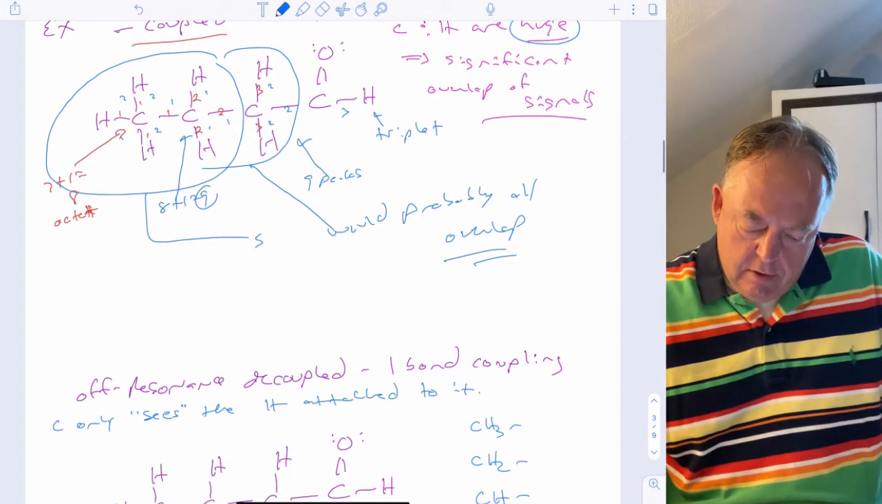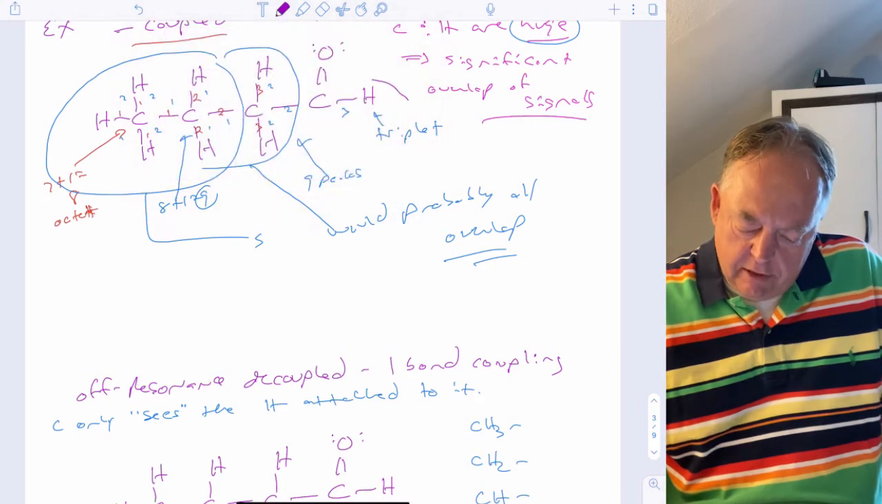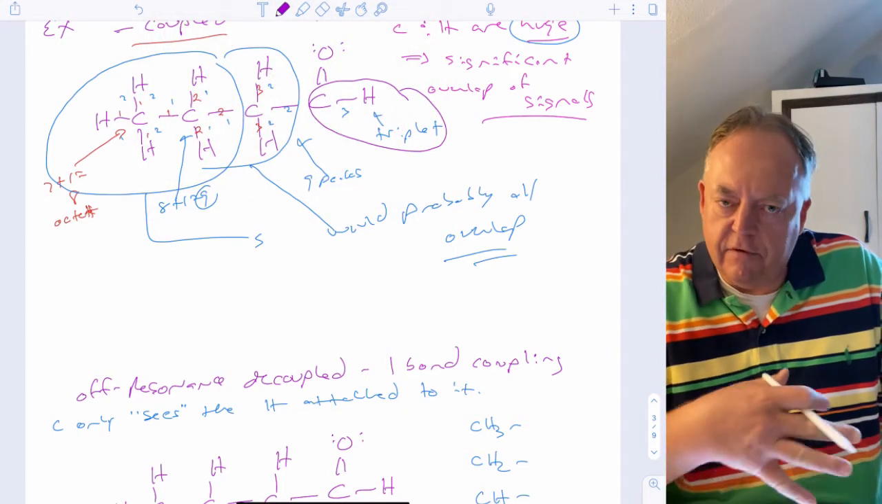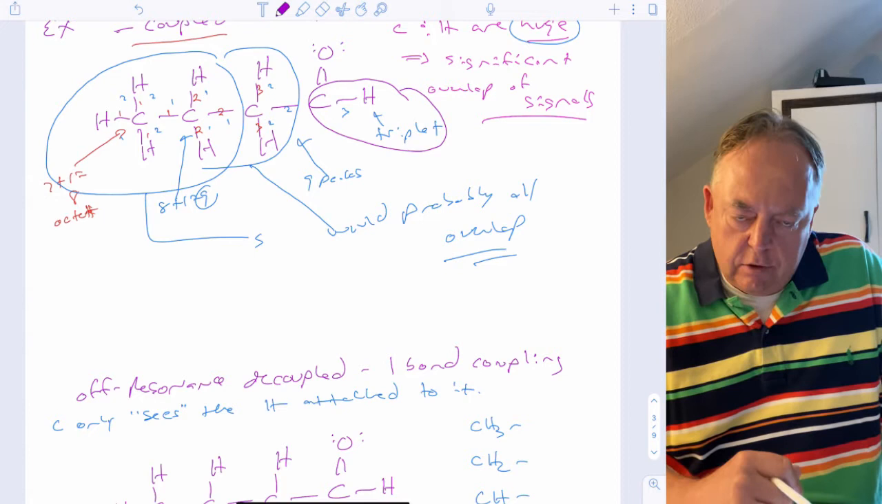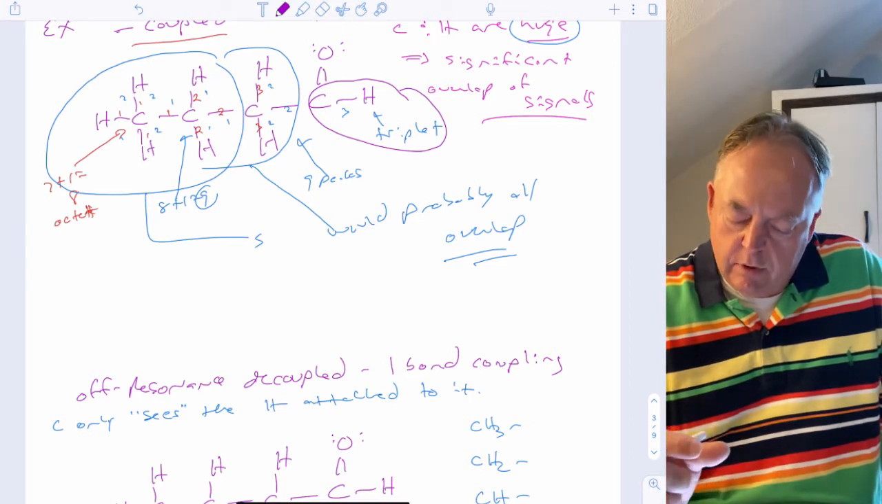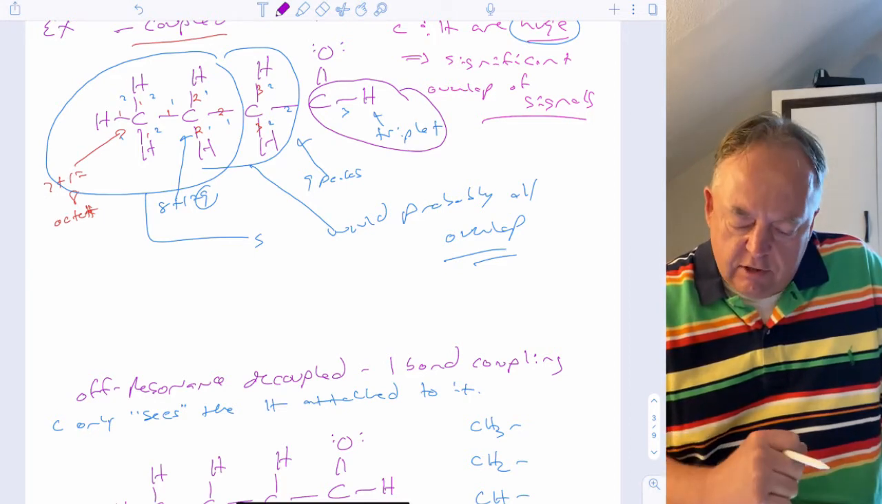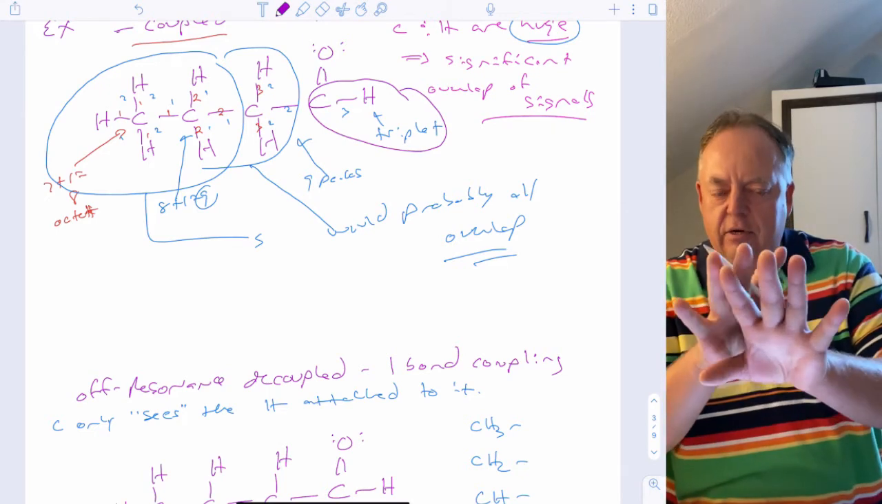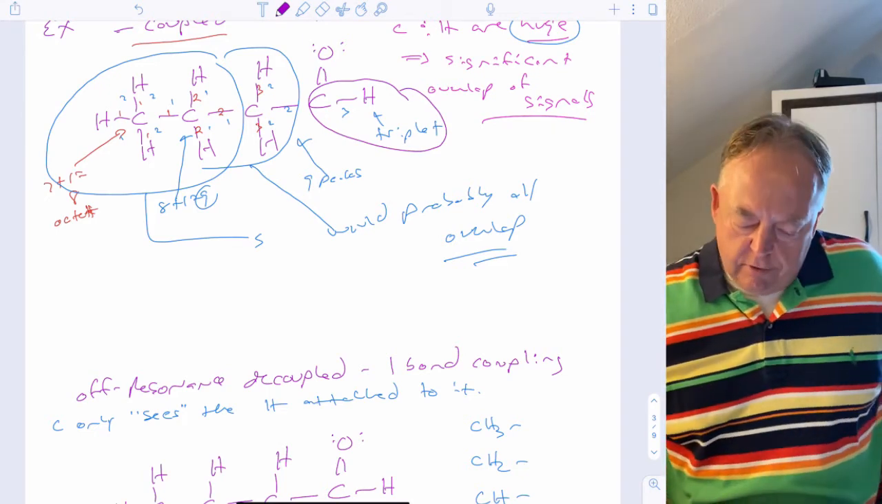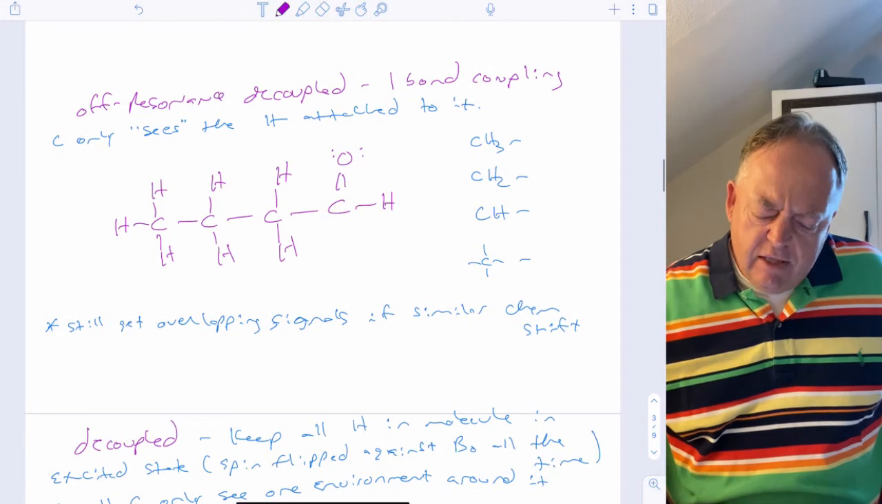Okay, so this one would be easy to interpret because that carbon is way downfield at about 180 to 220 ppm, so that signal would be well resolved, but the other 3 signals would be just overlapping each other, and it'd be just a complex mess to interpret. So usually that's not done.